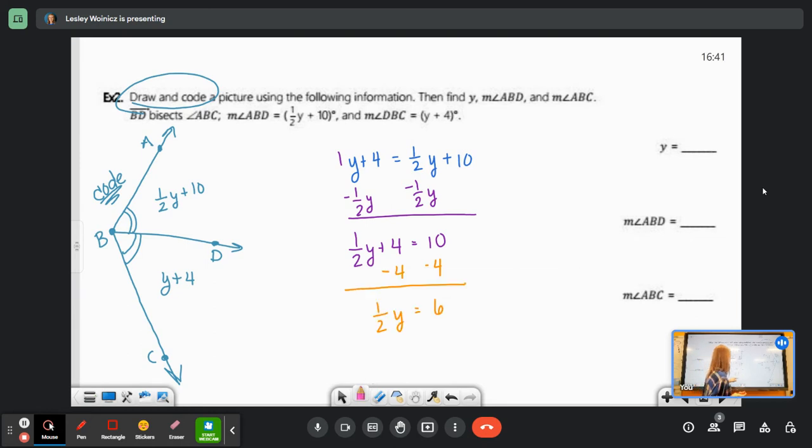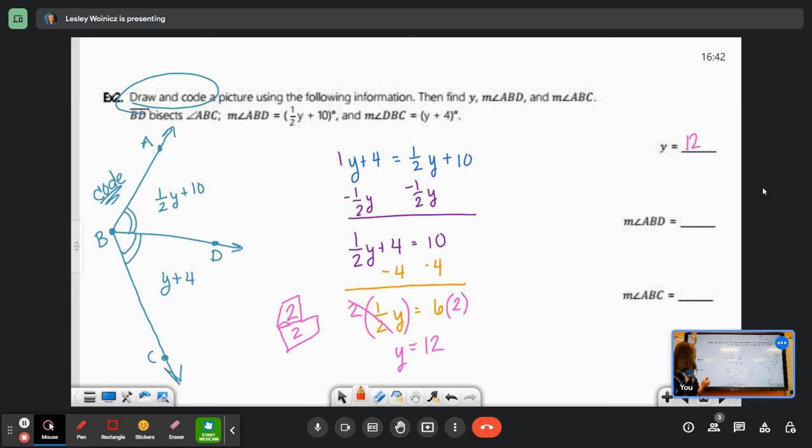Okay, I want a 2 over a 2, so that makes a 1y. I don't want 1/2 y. So I'm going to have to multiply this side by 2, which is the reciprocal of 1/2, and multiply this side by 2. That gives me my 2 over 2, and my 2's cancel, they make a 1. I get y = 12. So I put that on my line, and now I just have to plug it in to find these other measures.